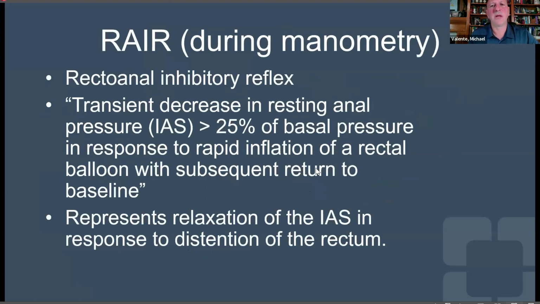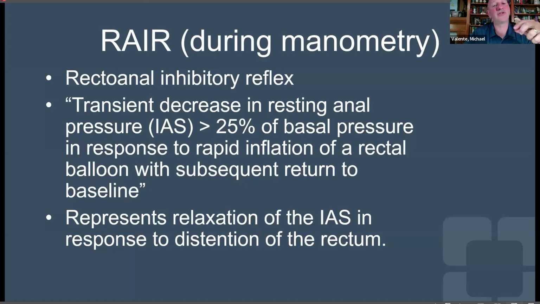So what is this? During a manometry, this is elicited, and it's a thing that happens normally as well. It's called the rectoanal inhibitory reflex. On manometry, it's a decrease in resting anal pressure in response to the balloon that's filled up. So the relaxation of the internal anal sphincter is a response to the distension of the rectum. We blow up a balloon.